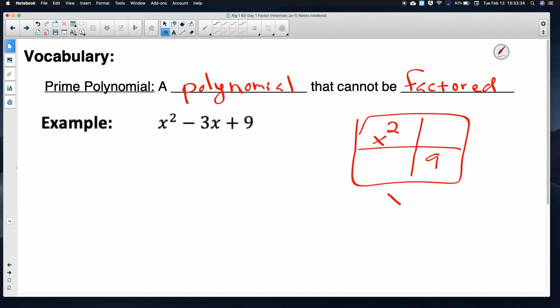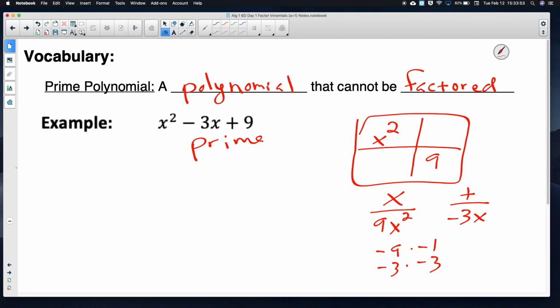Excuse me, gotta fix this, 9x squared, negative 3x. Since they have to multiply to a positive and add to a negative, then they're both going to be negative. But if you're going through this and nothing's actually working, then we say that this polynomial is prime because it cannot be factored. So, very rare that I'm going to give you one of those, but it is an option. If the box isn't working, say that your polynomial is prime.